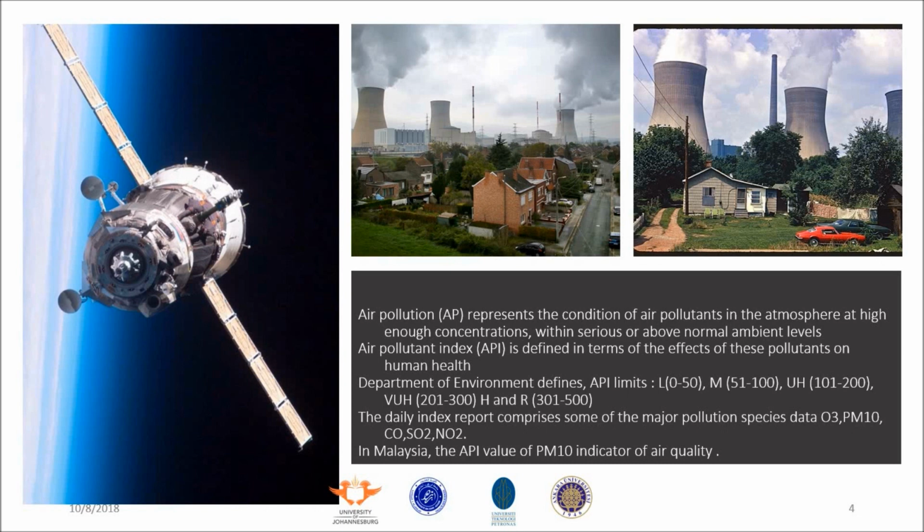As you know, air pollution represents the condition of air pollutants in the atmosphere at high enough concentrations to be serious or above normal ambient level. The API, the air pollutant index, is defined in terms of the effects of those pollutants on human health. Therefore, the Department of Environment defines the API limits with a specific range from low to moderate, unhealthy, very unhealthy, and hazardous and risk.